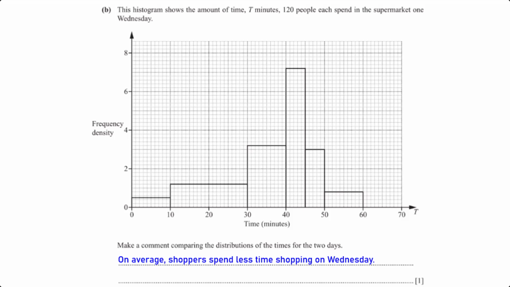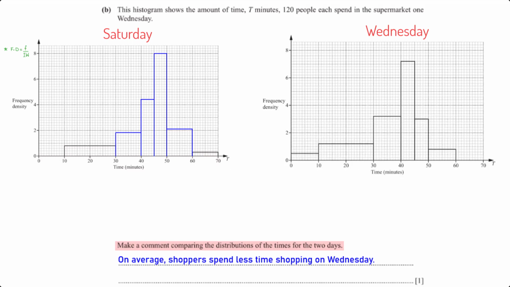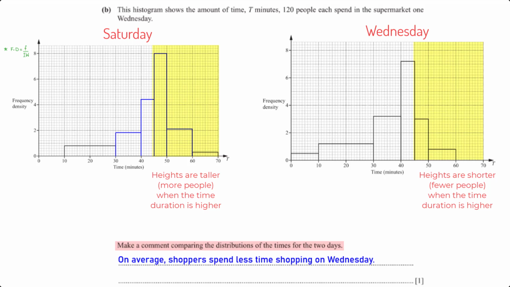This histogram shows the amount of time, T minutes, 120 people each spend in the supermarket one Wednesday. Make a comment comparing the distributions of the times for the 2 days. When we compare the histograms, we see that the height of the bars on the histogram for Wednesday are generally shorter than the height of the bars on Saturday. So we can say on average, people spend less time in the supermarket on Wednesdays, or we can also say people spend more time in the supermarket on Saturdays.